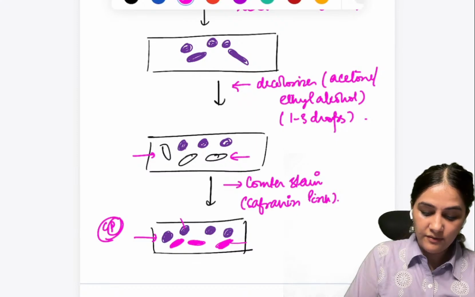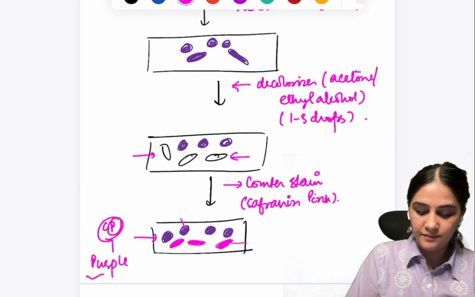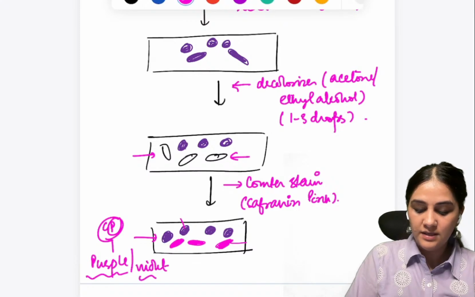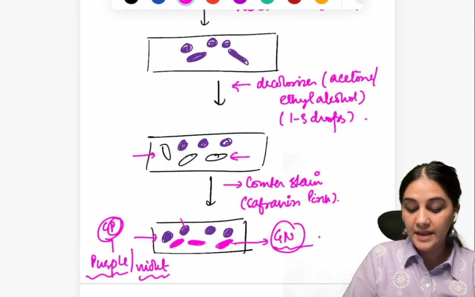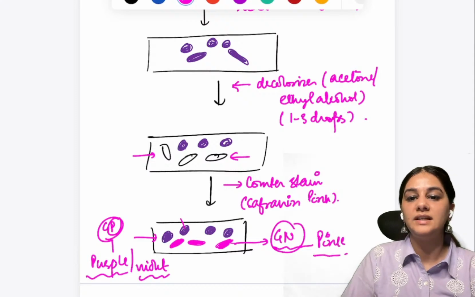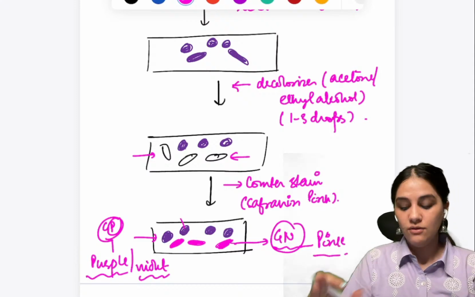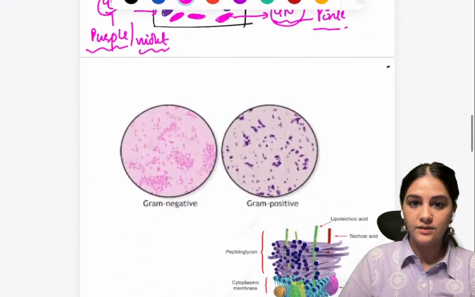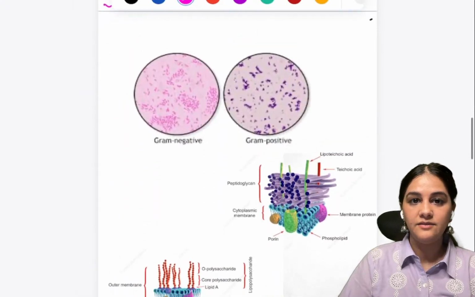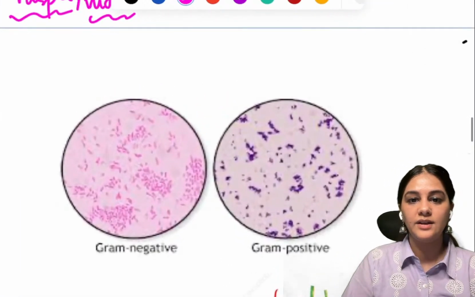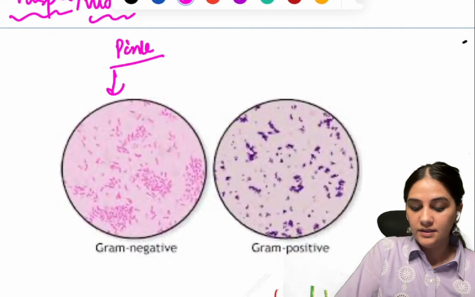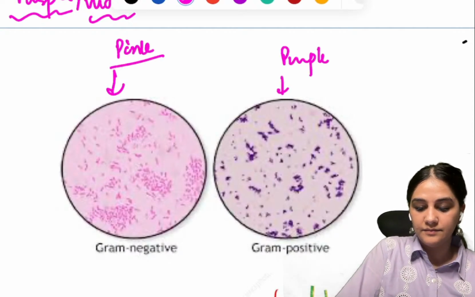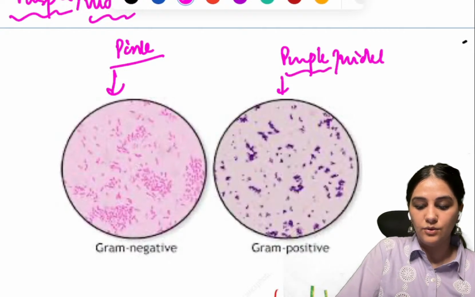So gram positive are purple or violet because of the crystal violet, right? And all of your gram negative ones. Gram negative ones are pink because they were able to retain the secondary stain, right? So now I'm going to show you, see, this is what your gram negative and gram positive organisms look like. All the gram negative ones are pink and all the gram positive ones are purple, right? Or violet, whatever you want to call it.